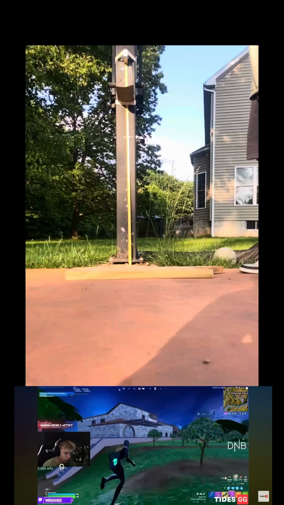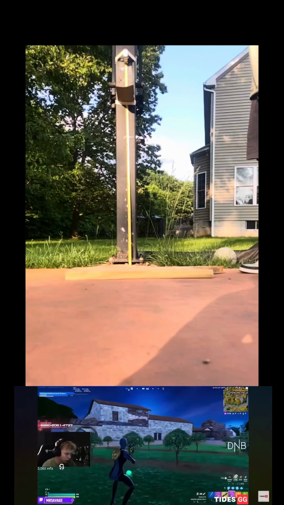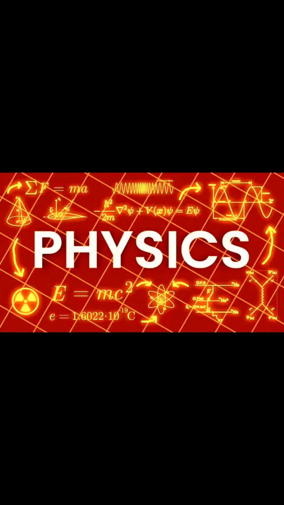Okay, that was a lot of physics to take in. Now it's time for a quick physics joke. Why did the momentum create impulse? Because momentum came first.